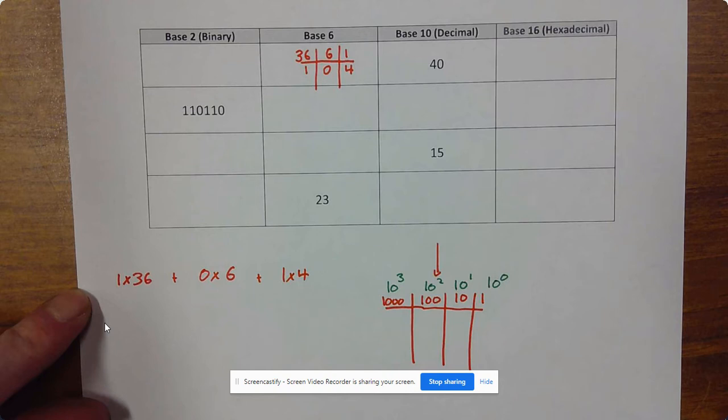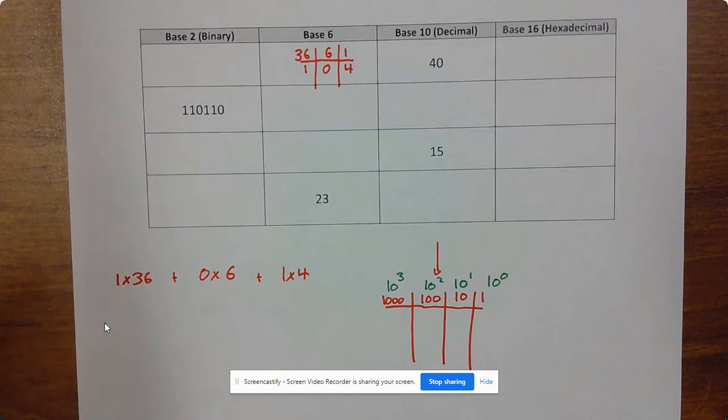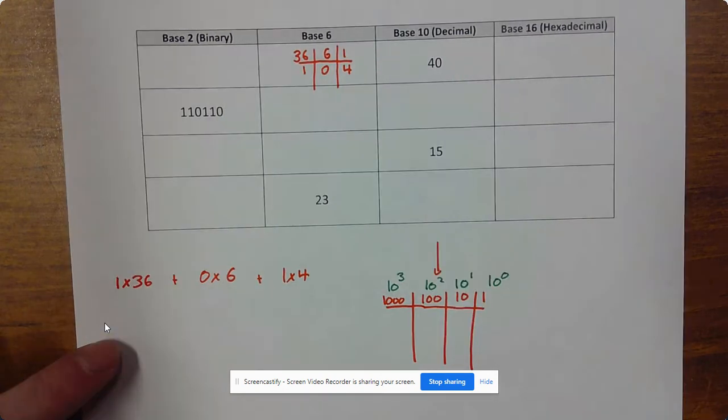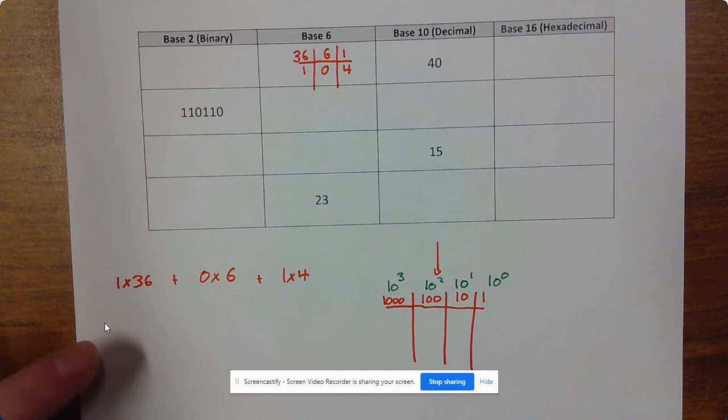The largest symbol, the largest digit I would use in base 6 is a 5, because once I get to 6, I'd be moving into the next column, right? Because 6 in any of these columns would be a 1 in the next column. So just like the base 10 system, I use 10 symbols from 0 to 9. In the base 6 system, I use 6 symbols from 0 to 5.